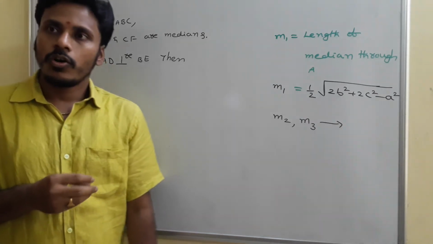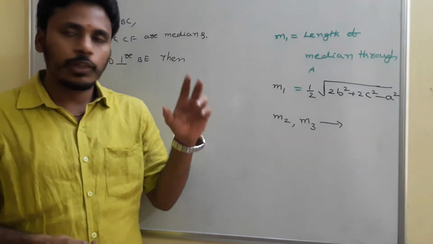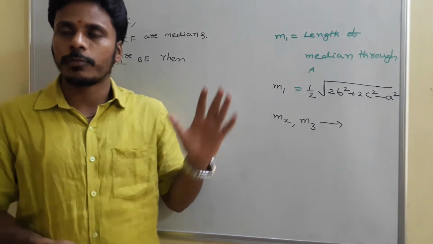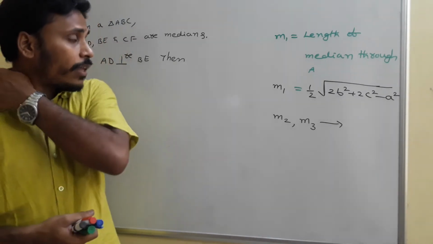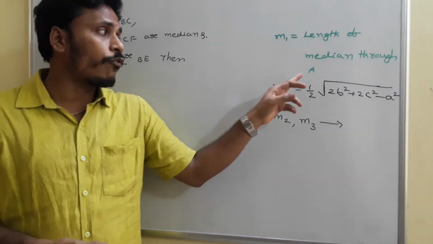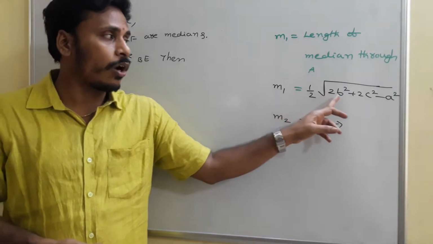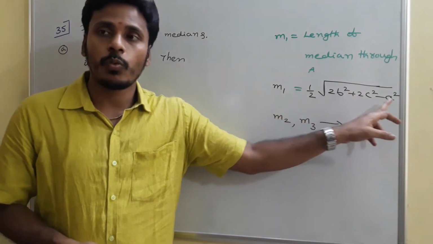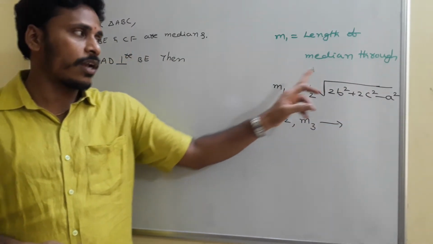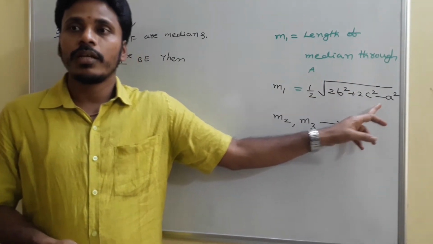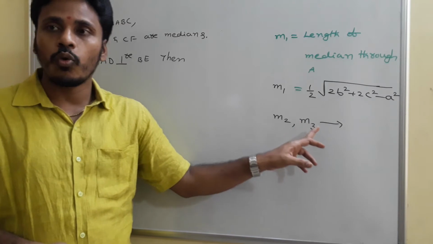Of medians. Okay, and we derived a formula for the length of the median to the vertex A, to the vertex B, and to the vertex C. And from there, if m1 is the length of the median through vertex A, its formula is m1 equals half root of 2b square plus 2c square minus a square, since it is m1 and you have a minus sign for a square. Similarly, there is a chance to write m2 and m3.